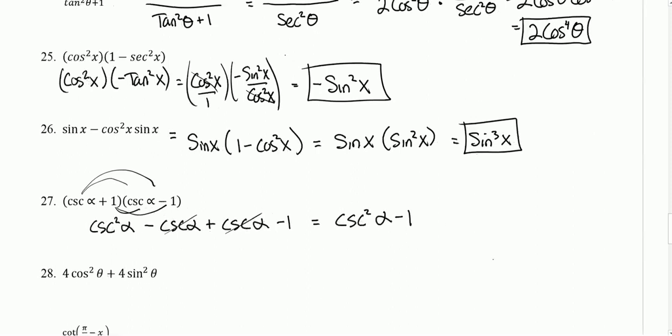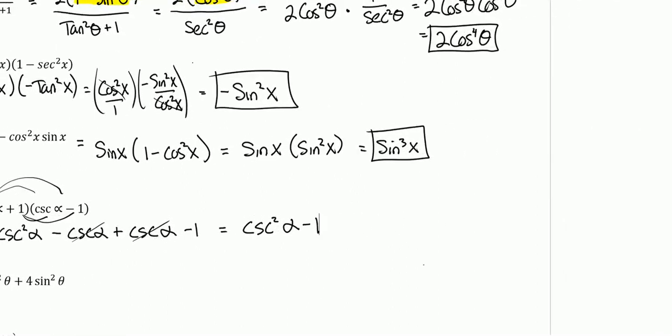And we have a trig identity involving cosecant squared, and that is that the cotangent squared of, I'll use alpha, plus 1 is equal to the cosecant squared of alpha. And if I subtract 1, I get the cotangent squared alpha is equal to the cosecant squared alpha minus 1, which is what we have, so we can change this now to cotangent squared alpha.